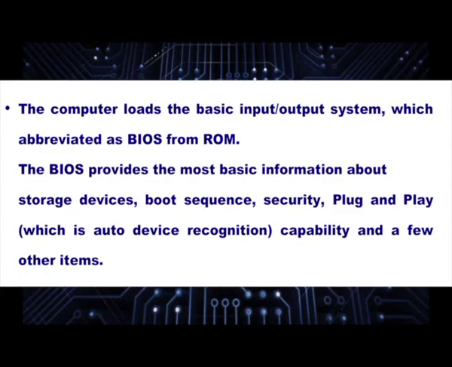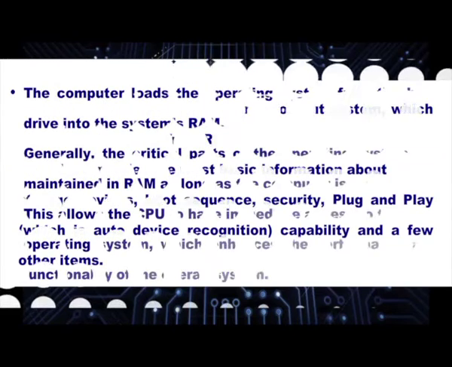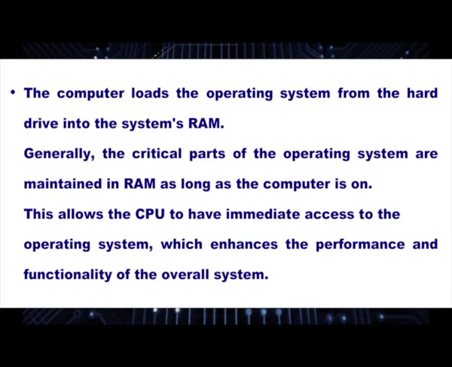The computer loads the basic input output system, which is abbreviated as BIOS, from ROM. The BIOS provides the most basic information about storage devices, boot sequence, security, plug and play, which is auto device recognition, and a few other items. The computer loads the operating system from the hard drive into the system's RAM.